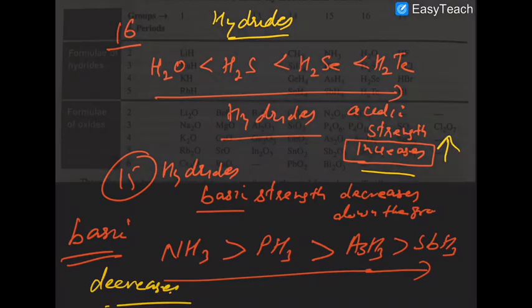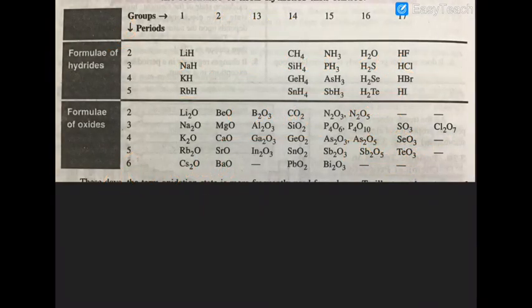Are you sure about that? Similarly, you can find out the formula of hydrides and oxides by exchanging the valency. Like in group 1, lithium has a valency of 1, hydrogen also has a valency of 1. So both will interchange: lithium hydride. But look at carbon, whose valency is 4. Hydrogen is 1. So you exchange that: methane, then you have silane, like that.